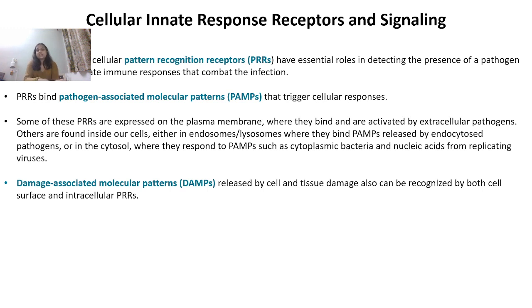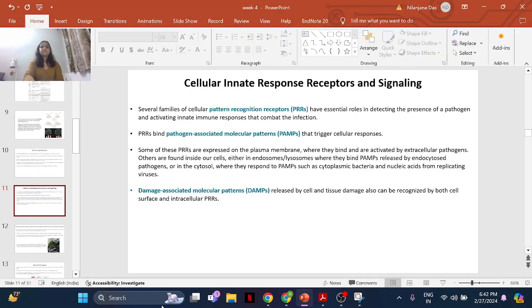Apart from these pathogen-associated molecular patterns or PAMs, there are DAMs or damage-associated molecular patterns. The damage-associated molecular patterns are released by cells or tissues whenever there is any kind of tissue death, tissue damage, or cell damage. These are also recognized by our cell surface as well as endosomal PRRs. So there are two different types of ligands, PAMs and DAMs, pathogen-associated molecular patterns and damage-associated molecular patterns. All these are recognized by our pattern recognition receptors.